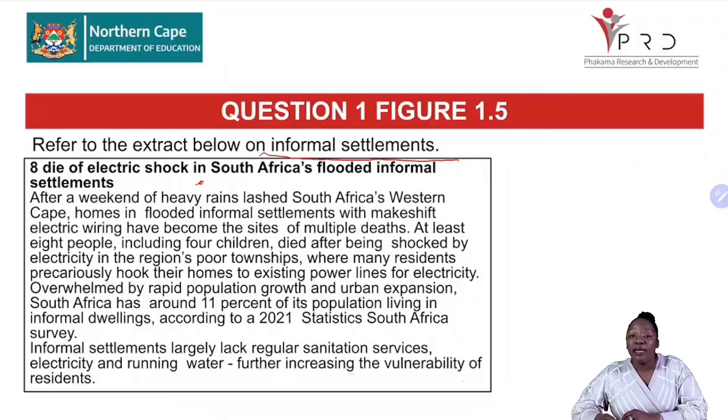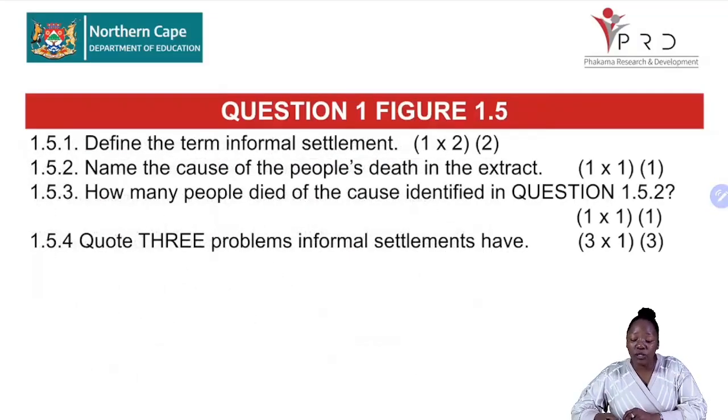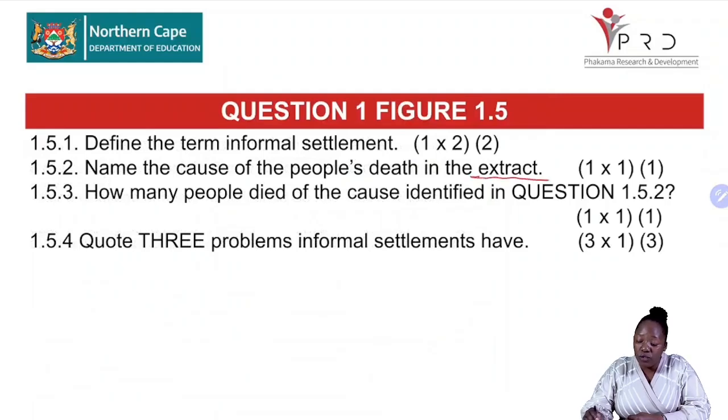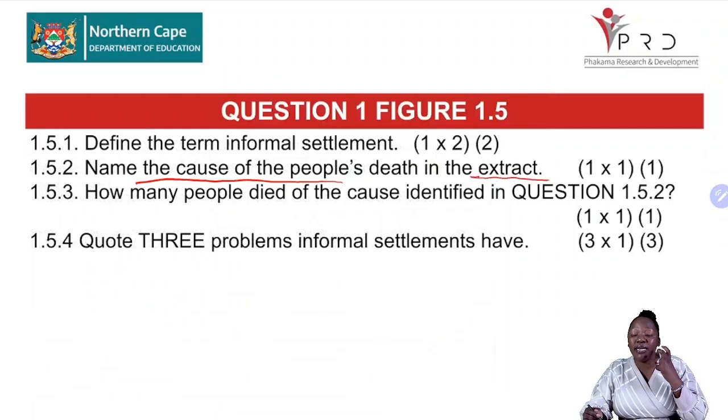So now, let us check what the questions are. Number one, define the term informal settlement. Remember, the infographic is about the informal settlement, so you should be able to define it. Secondly, name the cause of the people's death in the extract. So now you see that you need to go back when you are reading the extract with an understanding of what it is that you're supposed to pick up from the extract.